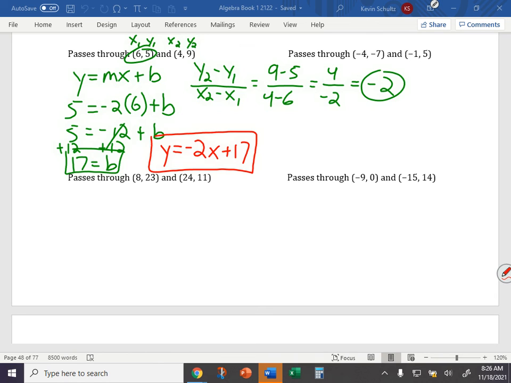We don't want to plug in one of these ordered pairs now, because that's a really specific point. In our final answer, we want x and y to remain x and y to show that any ordered pair on the line can be plugged into that to make it work.